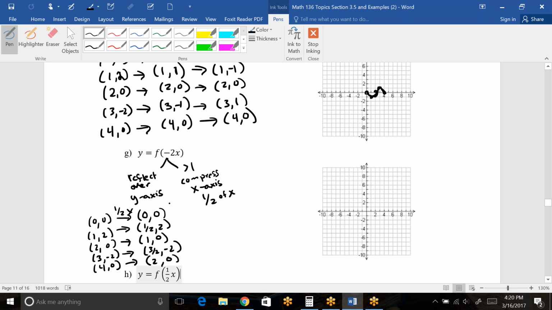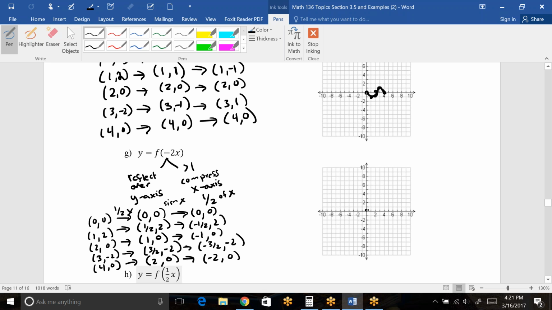Then I'm going to change the signs of my x's because I'm doing a reflection over the y-axis, which means the x's change signs. 0 would still be 0. This would be negative a half and then 2. Negative 1 and then 0. Negative 3 halves, negative 2 still, and negative 2, 0. Notice the x's are what change signs when it's inside.